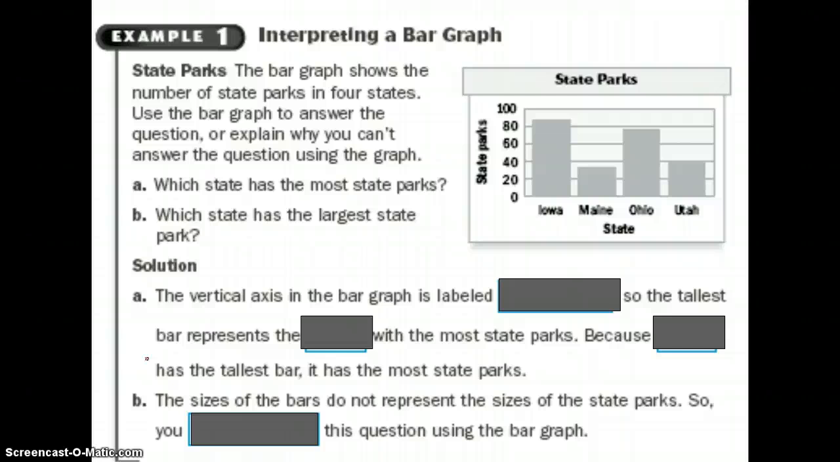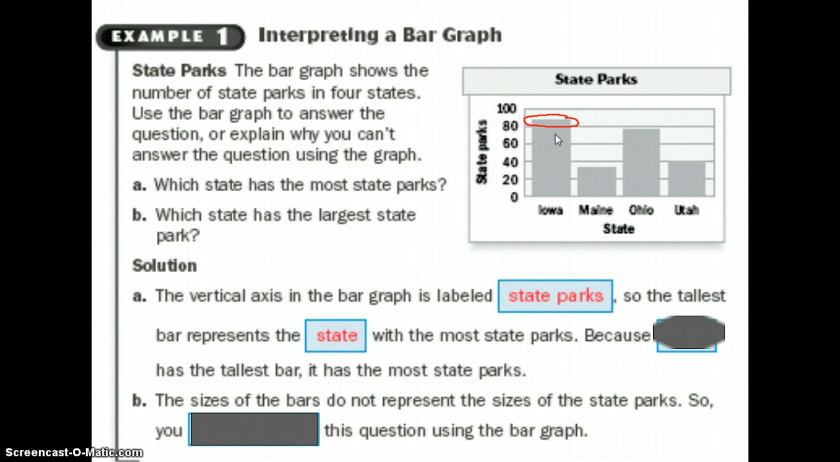Let's look at it. Part A. Which state has the most state parks? Well, you can tell by looking at which bar is higher. And you can see that Iowa has a higher bar, so it is the tallest. And that means that it's going to be the one that has the most state parks.